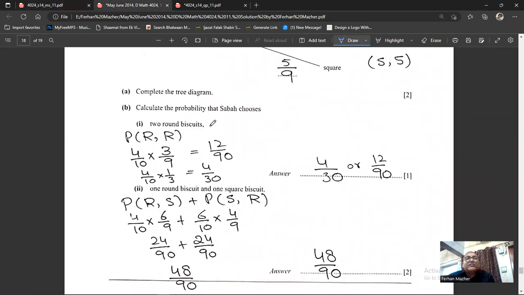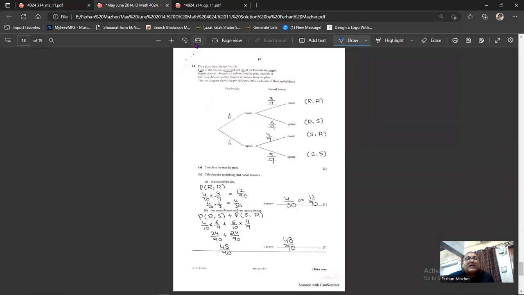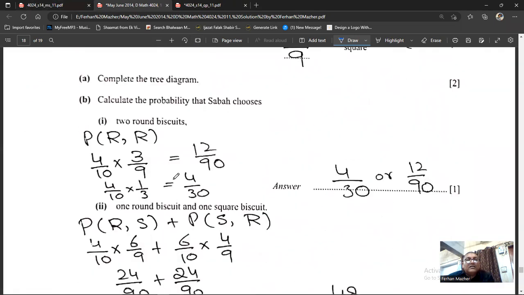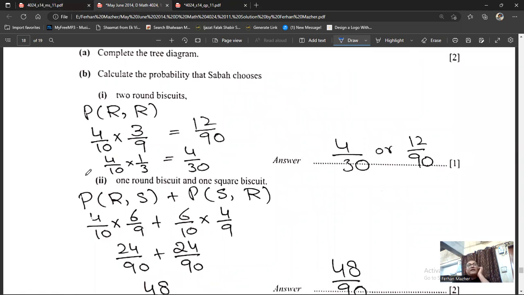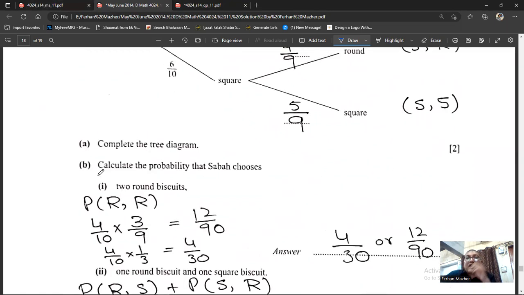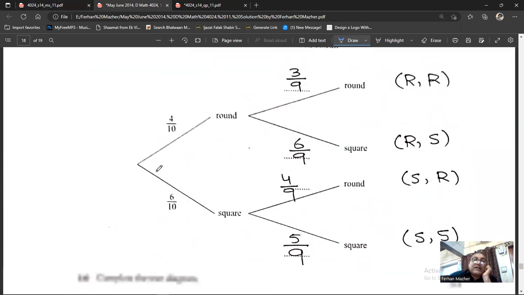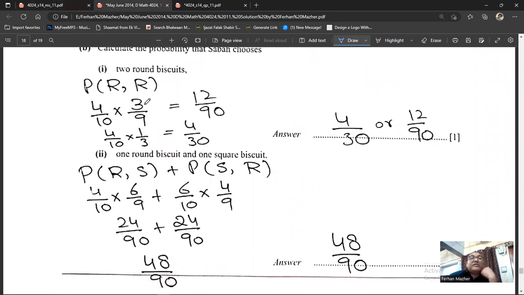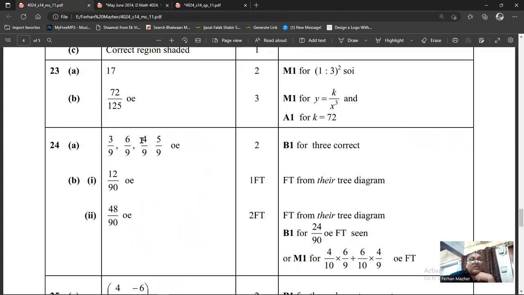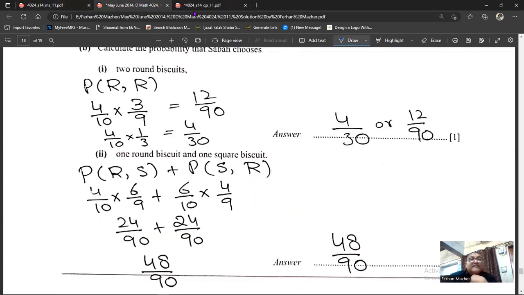Then he says calculate the probability that Sabha chooses 2 round biscuits. The probability of round, round. So it will be 4 by 10 multiplied by 3 by 9, and that will be 12 by 90. So 12 by 90 is the right answer.